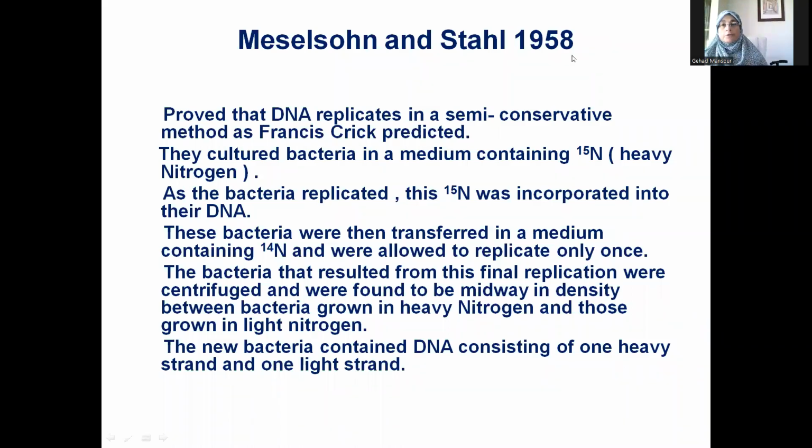And now we are going to discuss the work of Meselson and Stahl in 1958, and they explained the way DNA material was or is actually replicated. And Meselson and Stahl, they assumed that DNA replicates in what we call a semi-conservative method, just like Francis Crick, one of the two scientists who proposed the DNA model, had predicted.